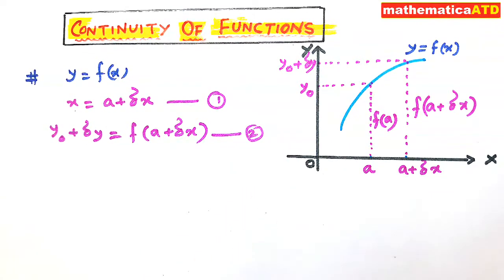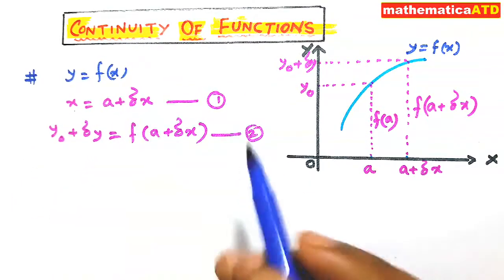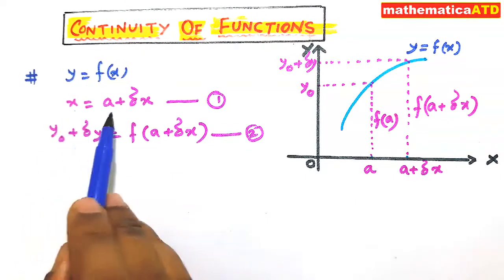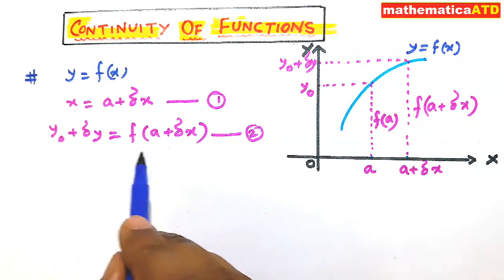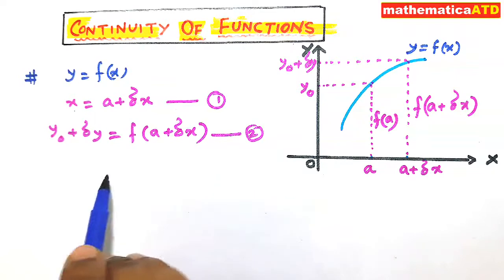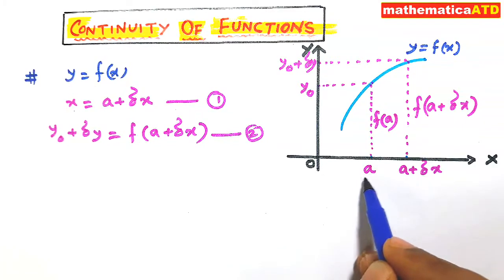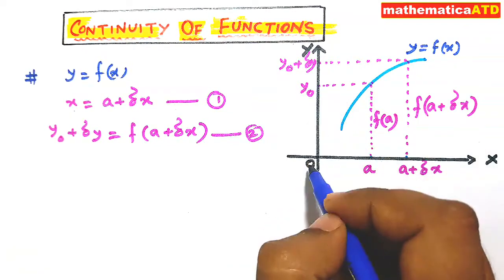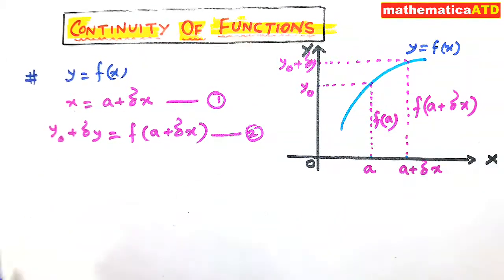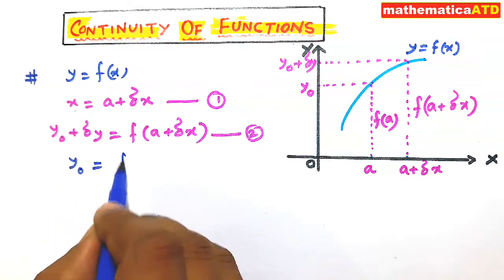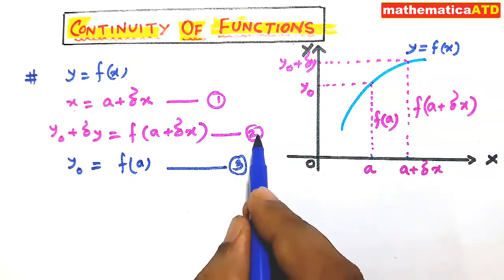So friends, we see that from the given function y is equal to f(x), we have two conditions. One is x is equal to a plus delta x, another one is y0 plus delta y is equal to f(a plus delta x). Friends, here we find that from the very beginning condition that at the point x is equal to a, the height is y0, and also on this curve this is f(a). So we can write y0 is equal to f(a). Mark it 3.